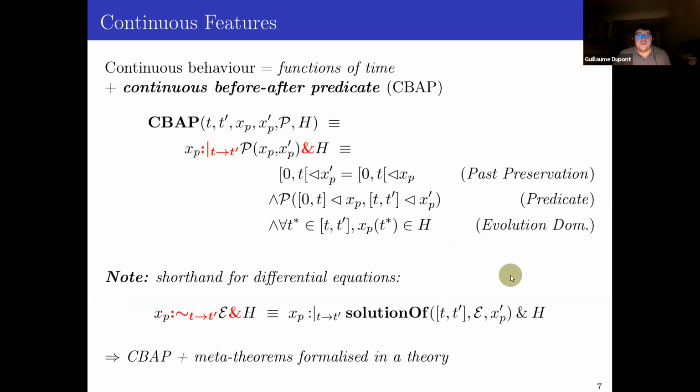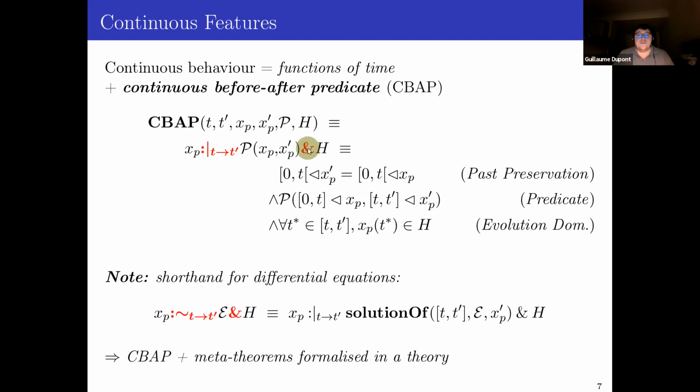So Event-B is fundamentally discrete. How can we use it to model continuous behavior? Just as I talked about the before-after predicate for discrete variables, we can have something similar for continuous variables. Continuous variables are basically functions of time, like in a lot of semantics, for example for hybrid automata. And just like with the before-after predicate, we have a continuous before-after predicate for continuous variables.